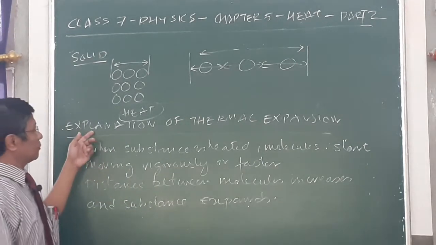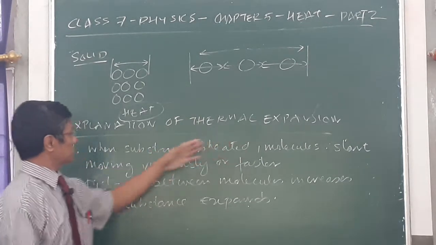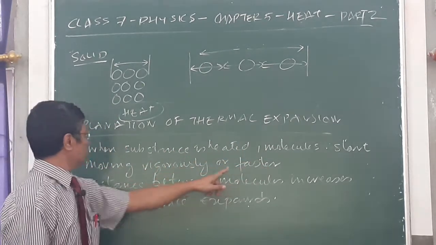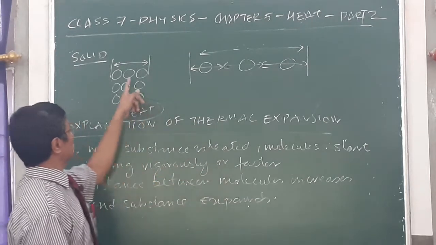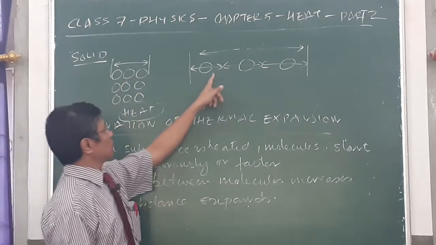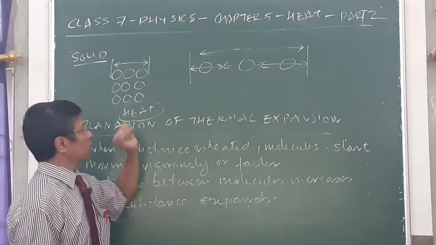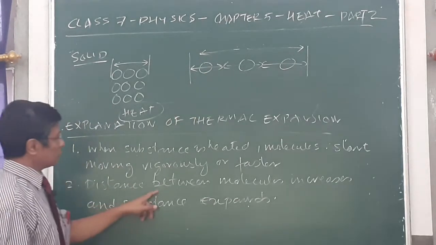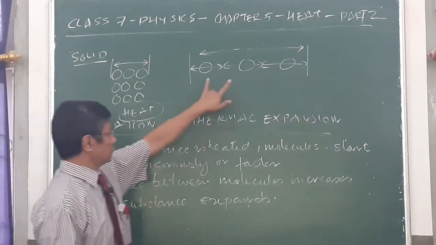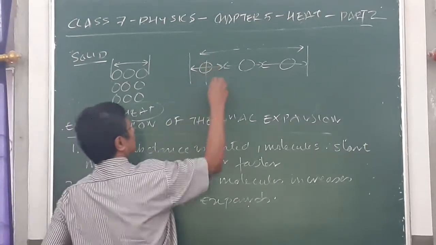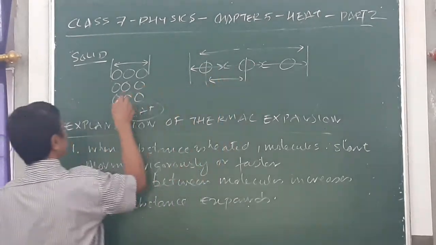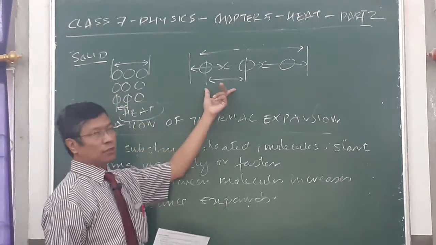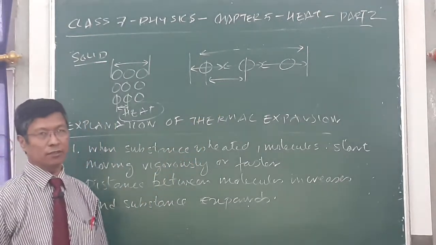Now, let me tell you the explanation of thermal expansion. When a substance is heated, molecules start moving vigorously or faster. As you can see, the molecules are not moving so much here. When you supply heat, the molecules start moving and it creates a gap between the molecules, which causes the entire thing to expand. The distance between the molecules increases and the substance expands. As you can see, the intermolecular distance, that means the distance between 2 molecules, has increased as compared to the intermolecular distance here. Here the distance is small, here the distance is larger. So, overall there is an expansion.